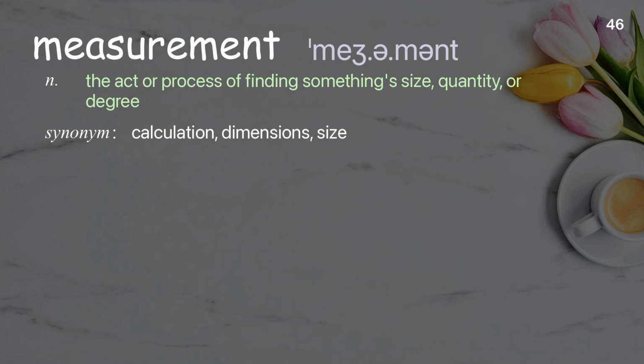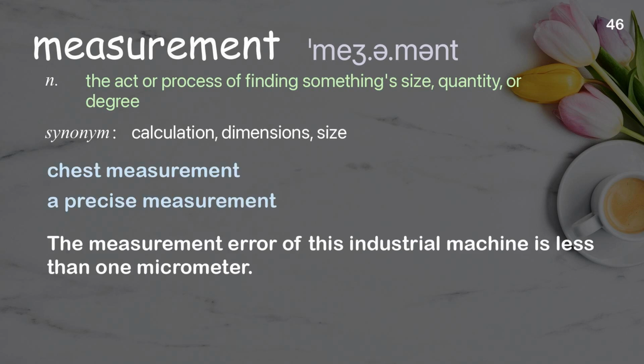Measurement. The act or process of finding something's size, quantity, or degree. Examples: Chest measurement. A precise measurement. The measurement error of this industrial machine is less than 1 micrometer.